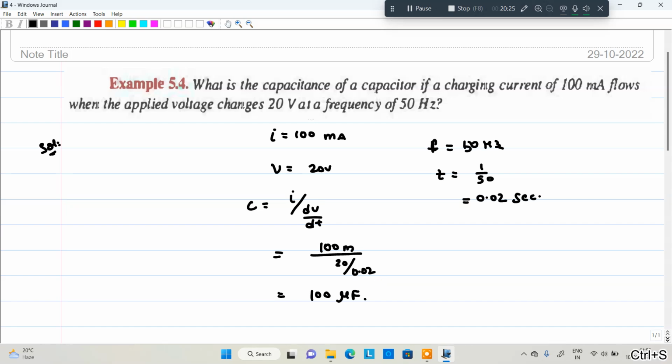So that is part 1 for the capacitance. Then we are moving to part 2 of capacitance. Part 2 will discuss the different types of capacitors.